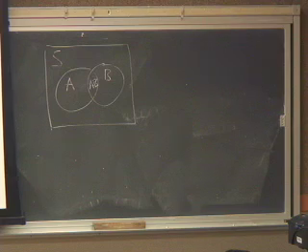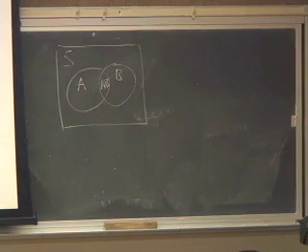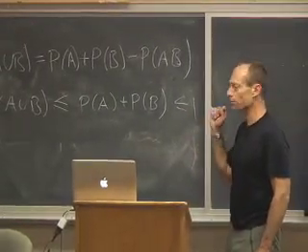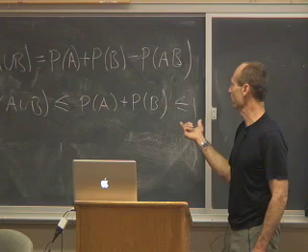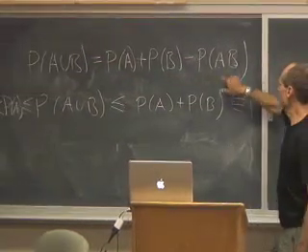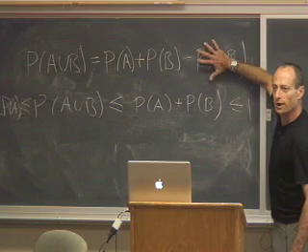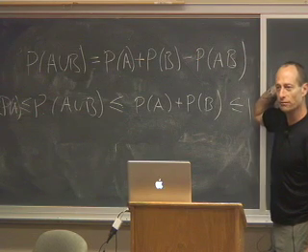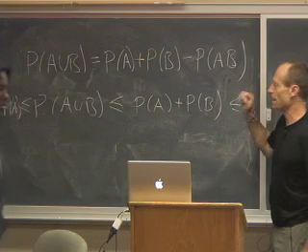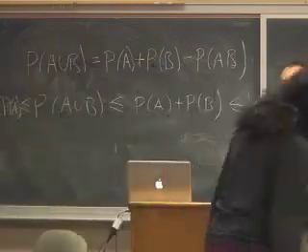Yes? But isn't P of A union B exactly equal to P of A plus P of B? Only if they're disjoint. The question was, isn't the probability of A union B equal to the probability of A plus the probability of B? No, it's equal to this. If they're disjoint, this is 0. If they're not disjoint, I need to subtract something off, because I've counted their intersection twice.